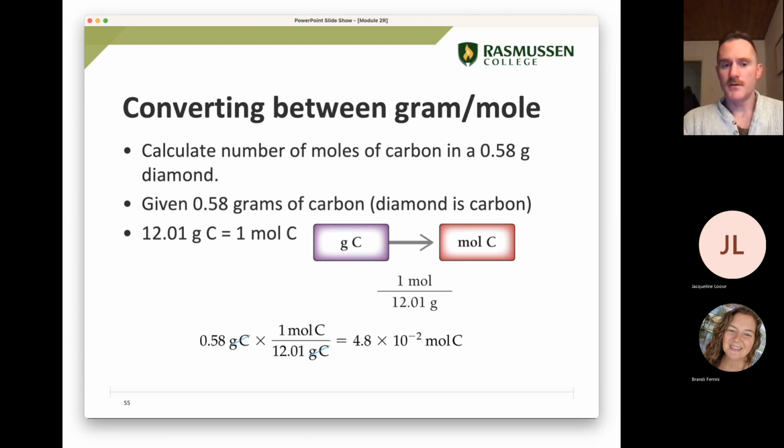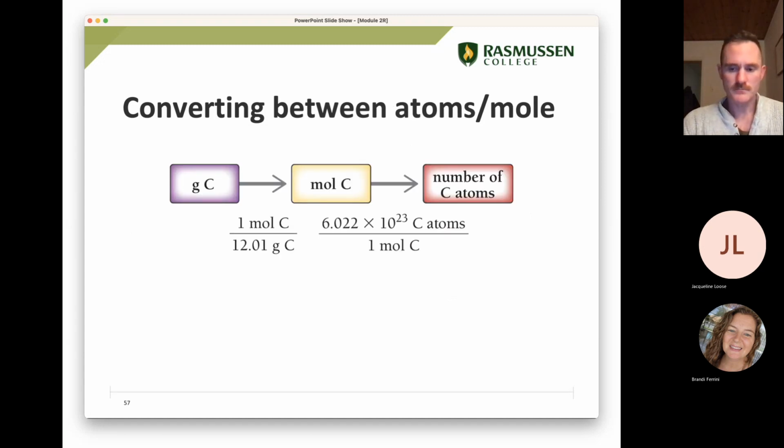If you leave moles on the top, then grams of carbon cancel. You can just cross multiply, and you come up with 4.8 times 10 to the minus 2 moles of carbon in 0.58 grams.